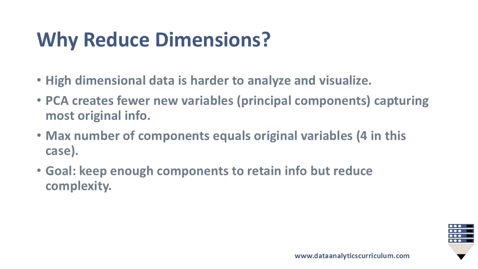Why reduce dimensions? When data has many variables, it becomes harder to analyze and visualize. PCA helps by creating a smaller set of new variables, called principal components, that capture most of the information from the original data. The number of possible components is equal to the number of original variables, 4 in this case. But we usually keep only the first few that explain most of the variation. The goal is to retain as much information as possible while reducing complexity.